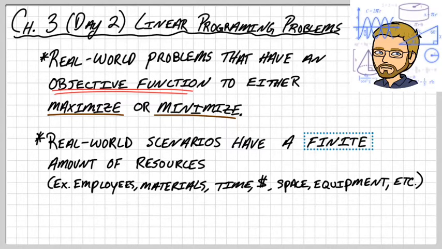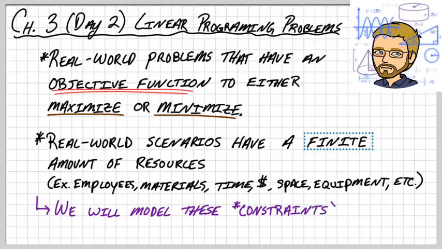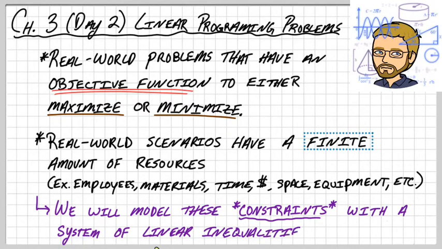So when we address these issues of having finite resources for these real-world problems, we're going to model these mathematically, right? We call these constraints. We are constrained by our limited amount of resources, whatever they may be. So we will model these constraints with a system of linear inequalities. Maybe we'll have one inequality for employees, one inequality for materials, one inequality for time. We'll just have a system, right? That just means multiple linear inequalities to model these scenarios.